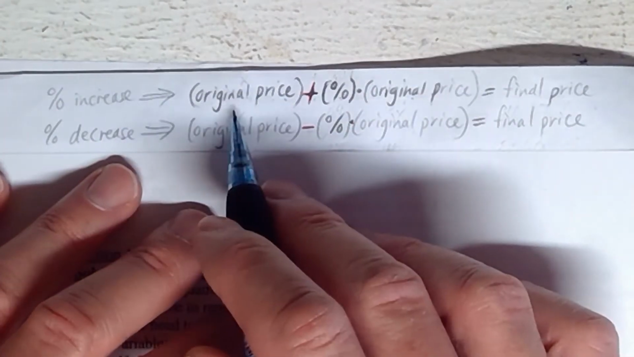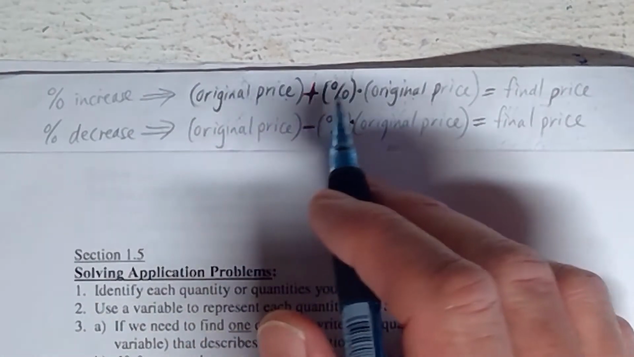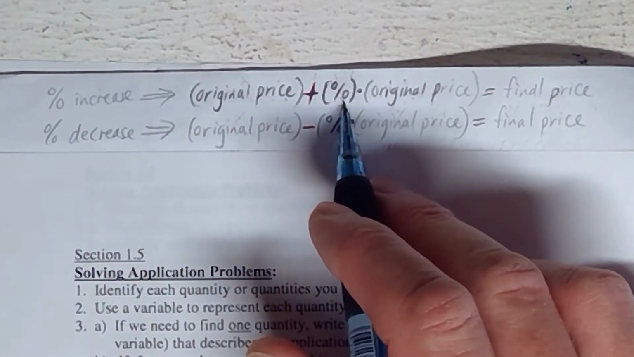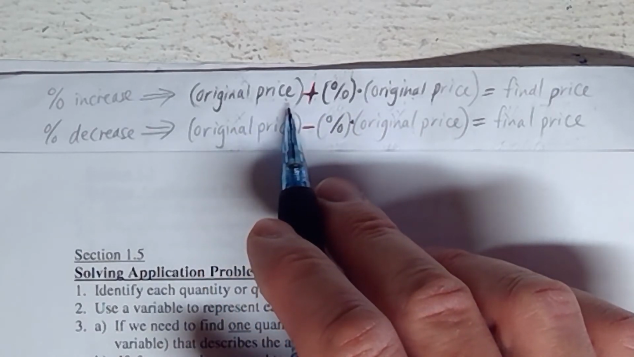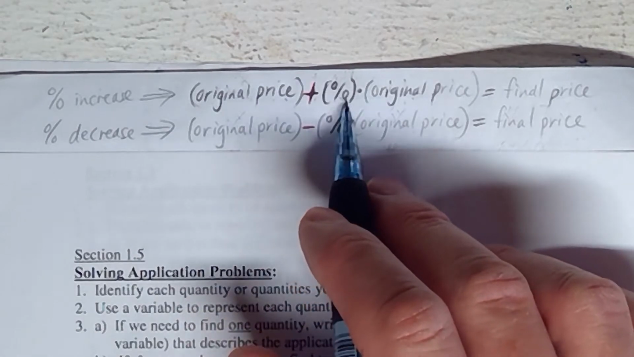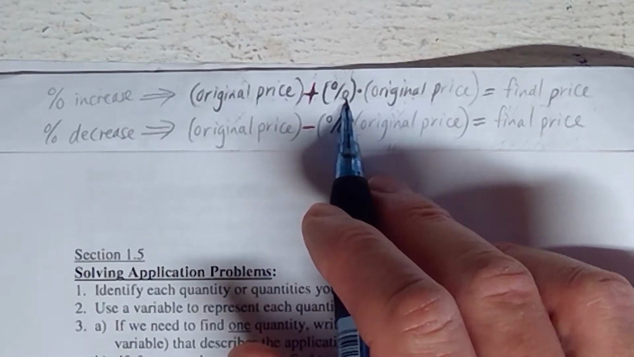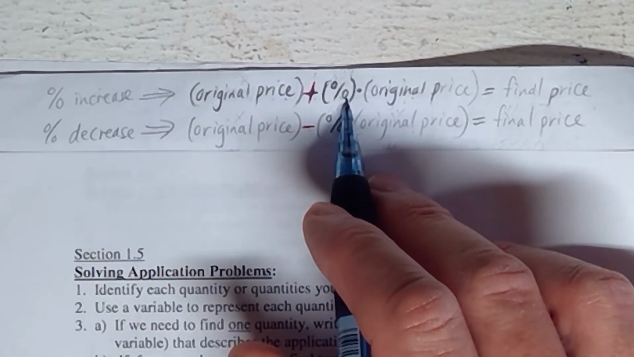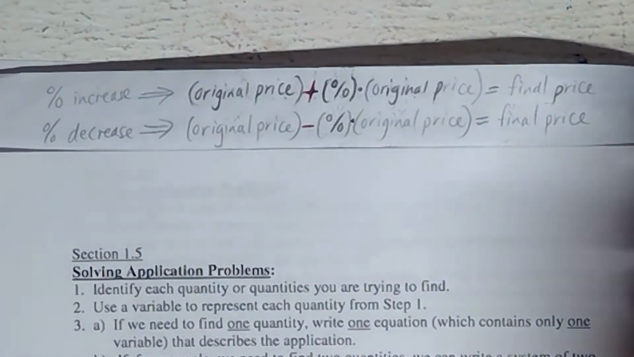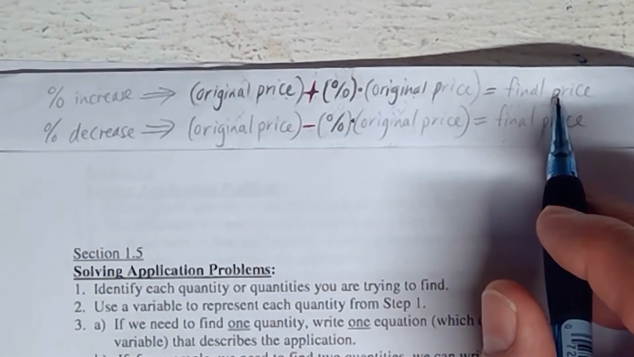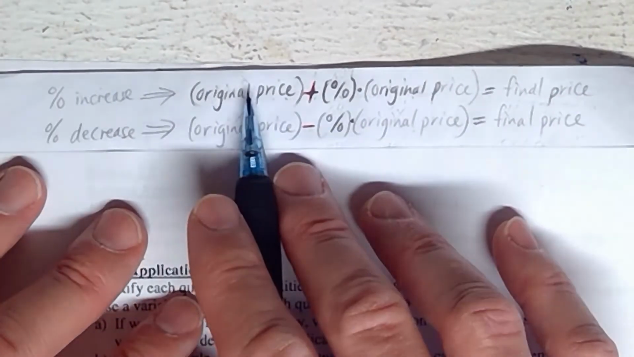Here's how it works. You take the original price, and that means the price before the percentage increase is tacked on. In this case, that would be the price before the tax was added. You then add to that the actual percentage, which you do need to convert to a decimal. You can't just say the number 9. I'll talk about that more in a minute. And then you multiply that by the original price again, and that's going to be equal to the final price.